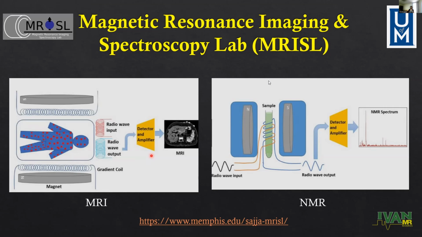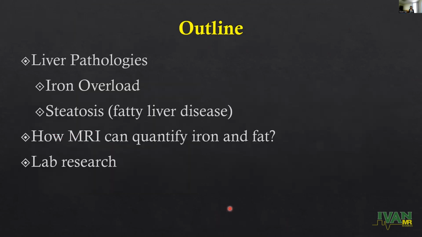I went to the NMR, and we can do vice versa. From NMR, you can also go to MRI because it's basically the same principle of magnetic resonance. In NMR, you're acquiring a 1D spectra. In MRI, you're acquiring a 2D image, and you're doing spatial localization to acquire your image. If you are interested in knowing more about our lab research, you can go to this website.